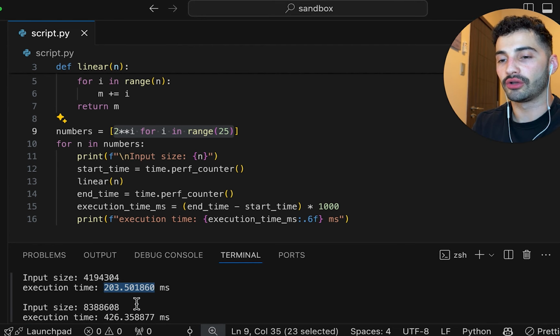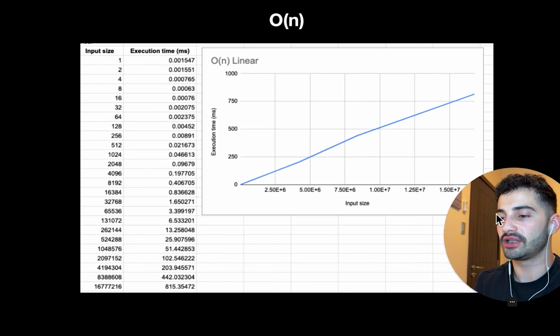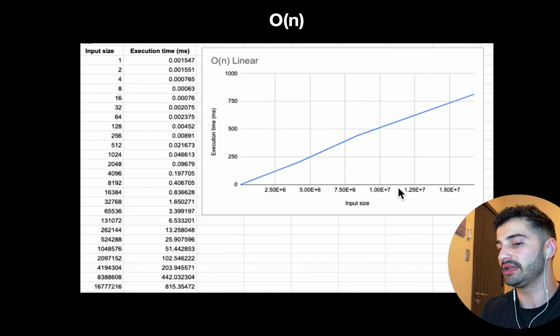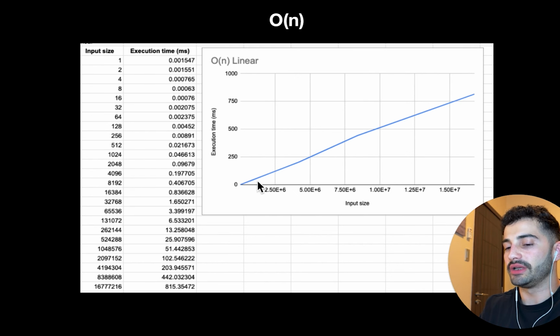So if we plot that code on Google Sheets, it's going to look like this. As the size of the input increases, the execution time is going to increase linearly. Notice how there is no curve because the speed of the algorithm is directly proportional to the actual input size.